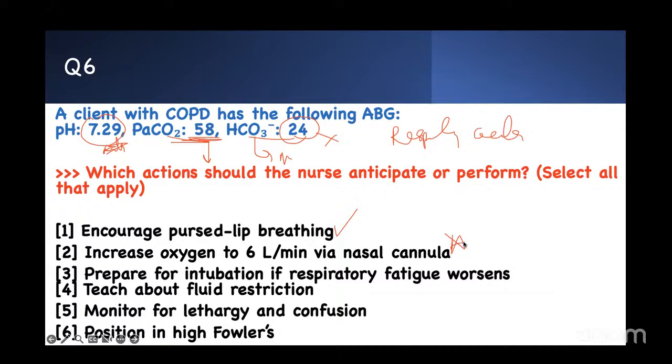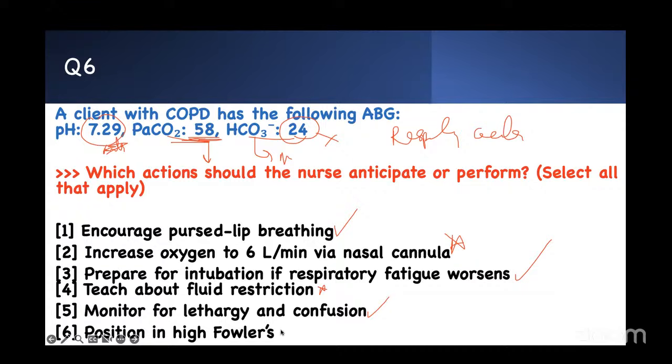Prepare for intubation, yeah, if they get worse, right? Teach about fluid restriction. There's no fluid restriction. I'm not saying he has pulmonary edema or anything like that. This is just respiratory acidosis. We need to get rid of it. So far it's wrong. Monitor for lethargy and confusion. Yeah, if they get sick, because they can get an overdose of the CO2, they become lethargic.